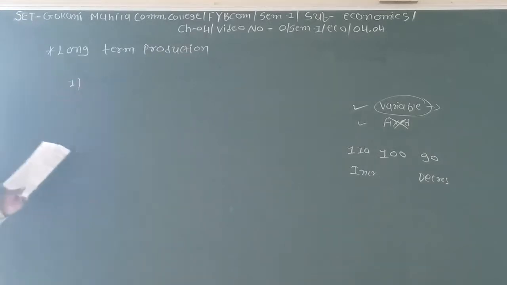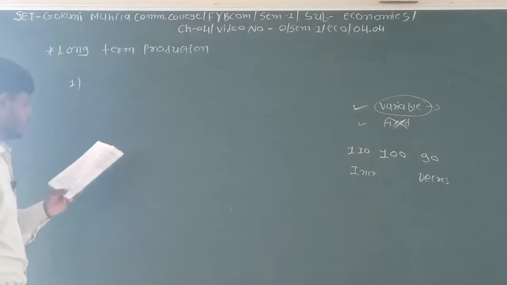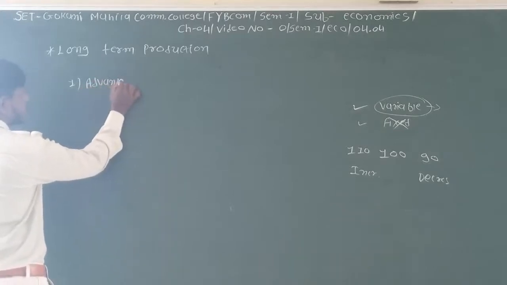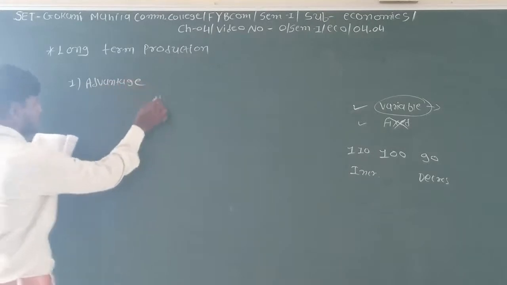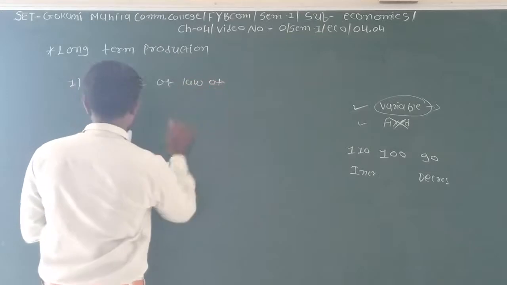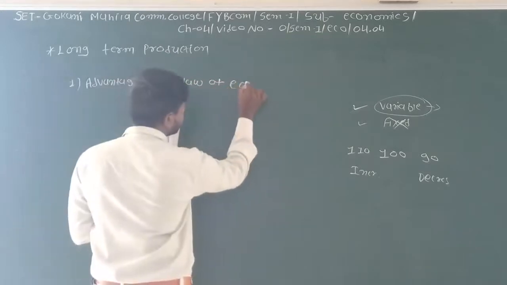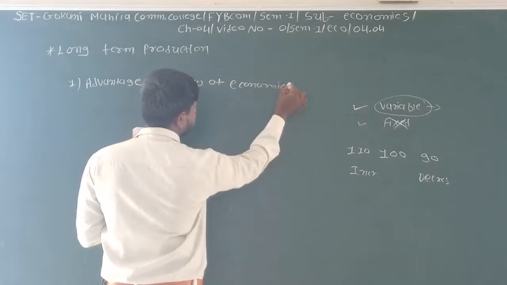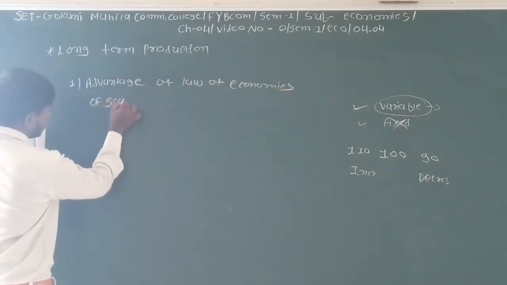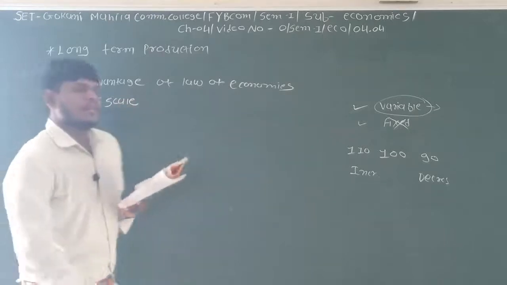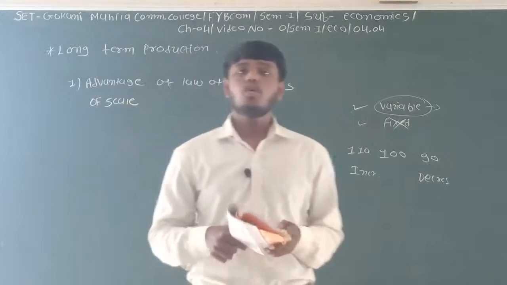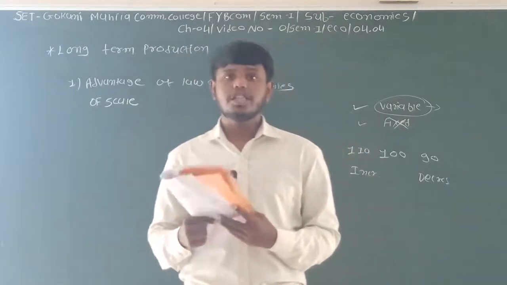The first is given on page number 80 in your book. There is an advantage of the law of... As we know, in the short-term production system, that law is known as the law of diminishing marginal returns.